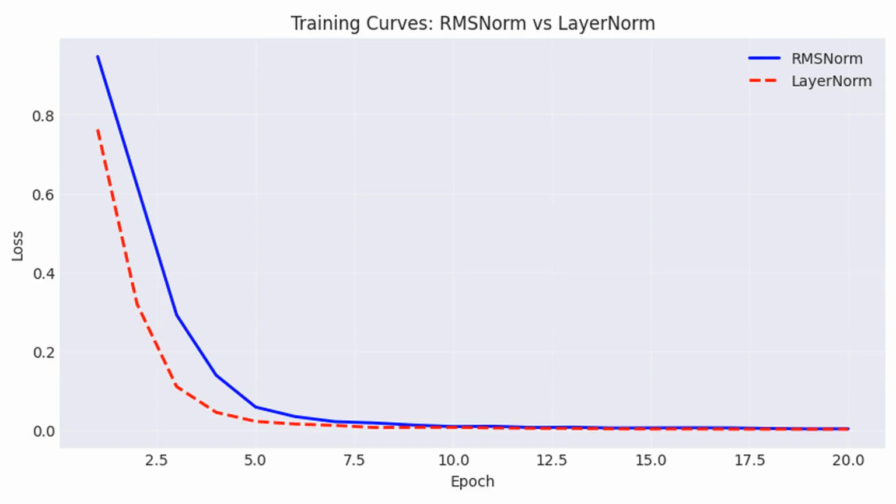The key takeaway is that RMSNorm provides effective normalization for training while being computationally simpler. Both models successfully learned to classify our synthetic sequences, validating that RMSNorm is a viable alternative to LayerNorm.